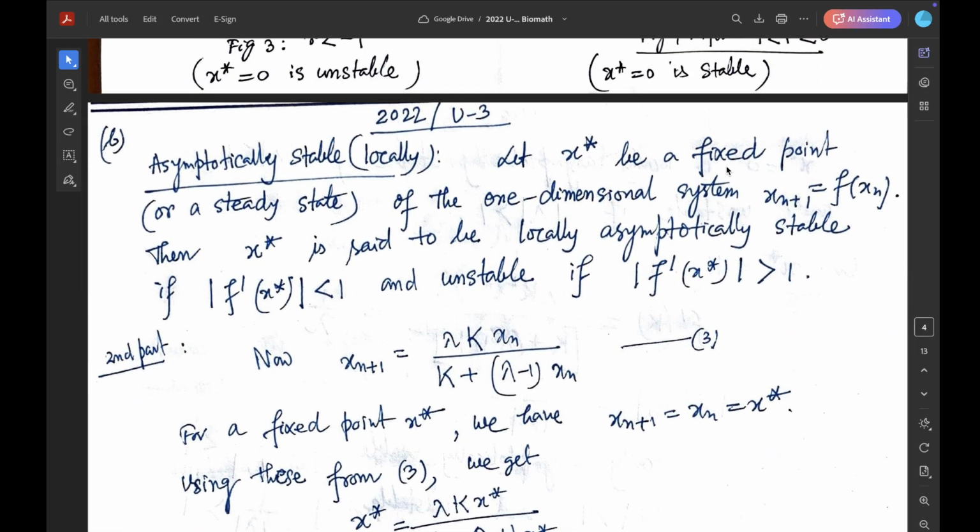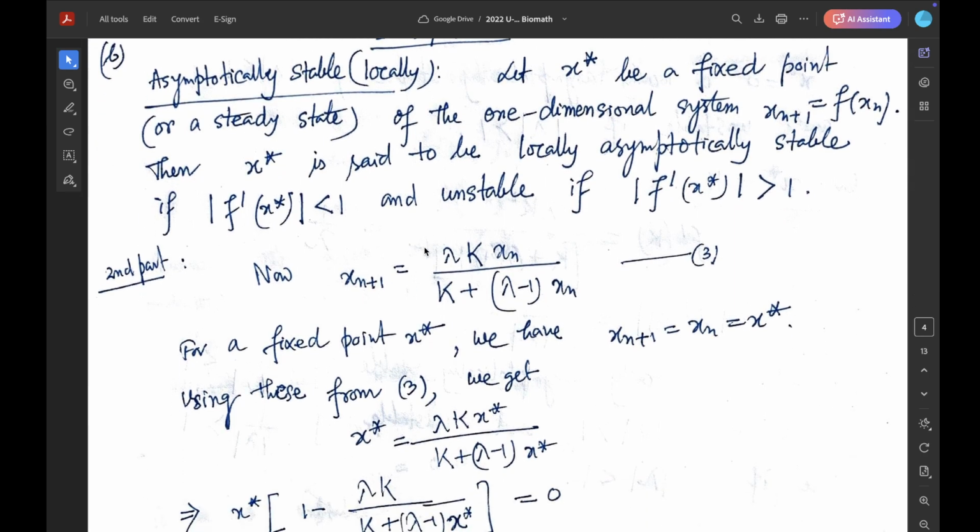Let x star be a fixed point, or steady state, or equilibrium point, or critical point of the one-dimensional system x(n+1) = f(xn). Then x star is said to be locally asymptotically stable if modulus of f dash x star is less than 1, and unstable if modulus of f dash x star is greater than 1.